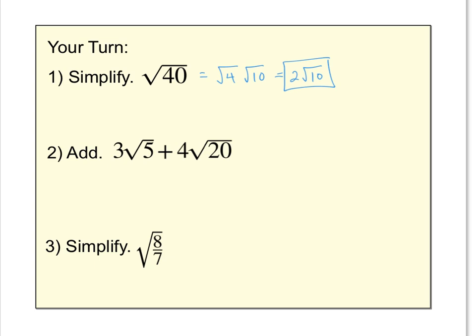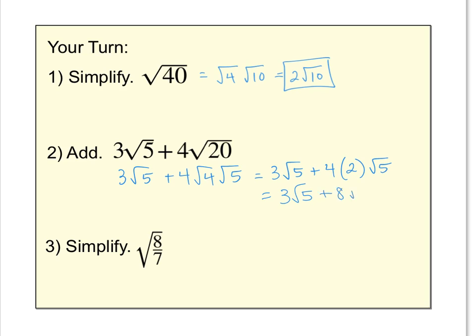Number 2, you have to get a like term. So we want to try to change this. Let's leave 3 root 5. Can we change this into something with a root 5? We sure can. 4 times 5 is 20. So this is 3 root 5 plus 4 times square root of 4 is 2 root 5. And then 3 root 5, 4 times 2 is 8, so I have 8 root 5. And this ends up being 11 root 5.